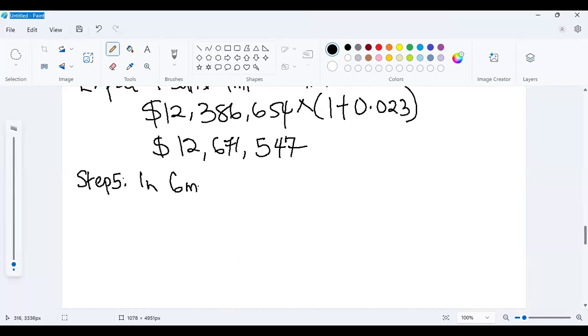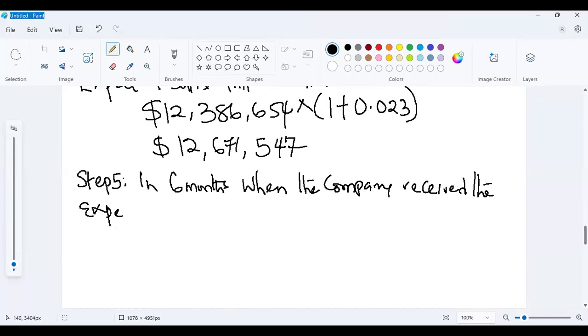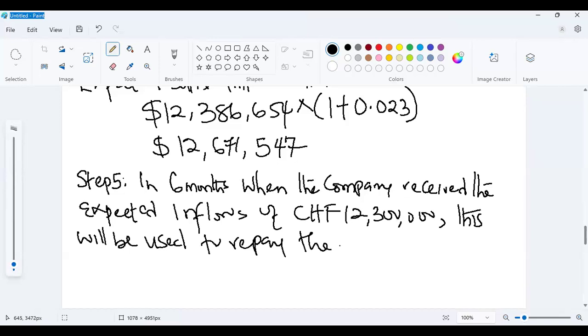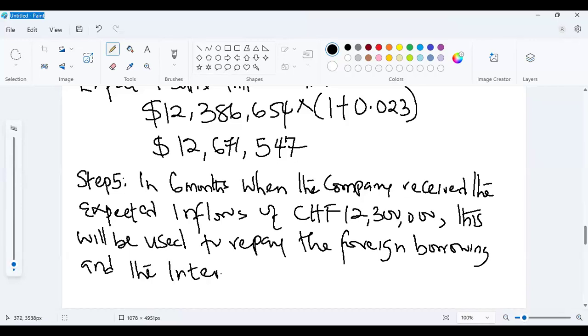In 6 months' time, when the company receives the expected inflows of 12,300,000, this will be used to repay the foreign borrowing and the interest elements. Full stop. Next.